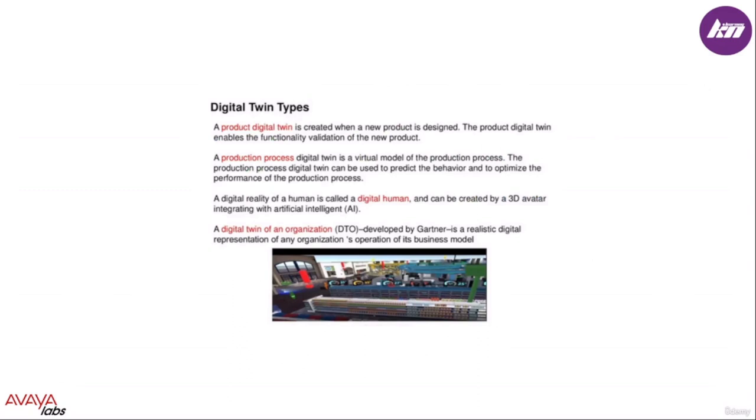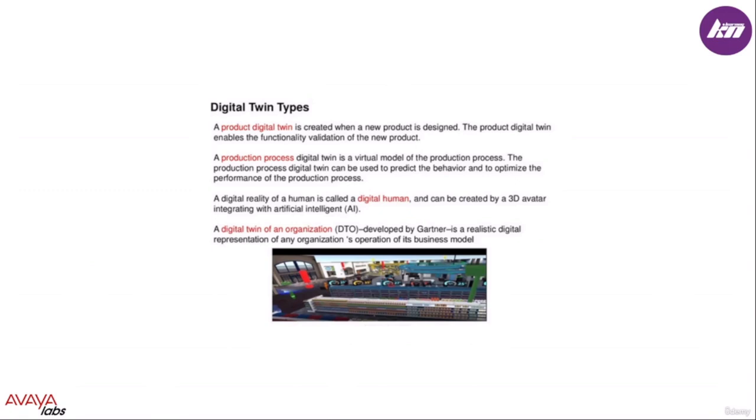Now the second thing is the production process digital twin, which is a virtual model of the production process. The production process digital twin can be used to predict the behavior and to optimize the performance of the production process. Now, a digital reality: I'm a human, right? I have a digital self as well. I'm a digital human. So the digital reality of a human is called a digital human. I have a digital reality when I enter a 3D game, when I enter a metaverse world. So it can be created by a 3D avatar integrated with artificial intelligence.